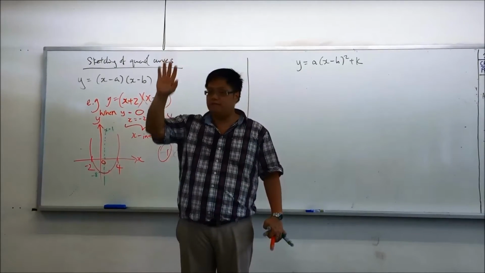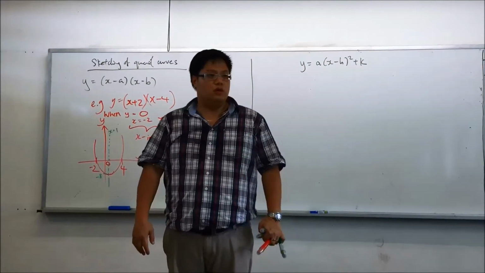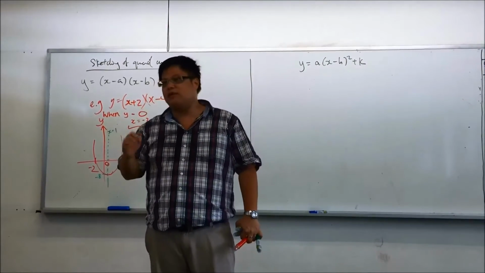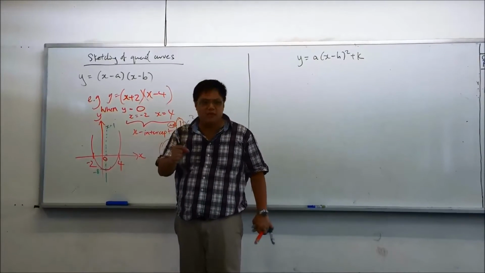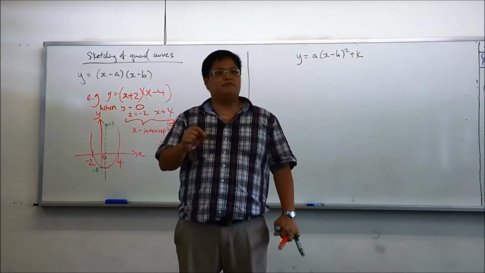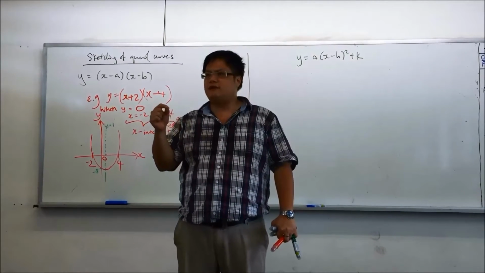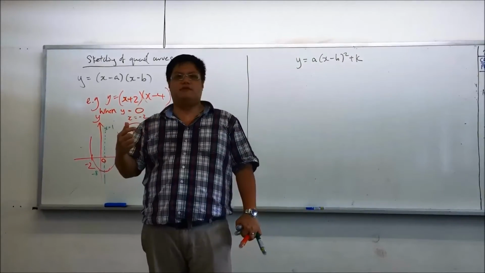Are we good with that? On top of this equation of the line of symmetry, we also learned that we can determine the minimum value of this graph. Listen carefully, I said the minimum value of this graph. When I ask for the minimum value of the graph, am I looking for the x value or the y value? Think first.